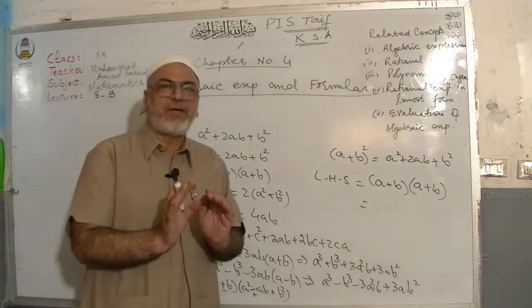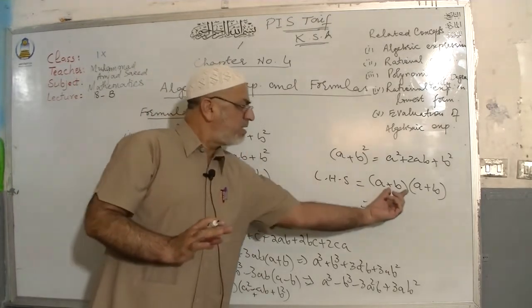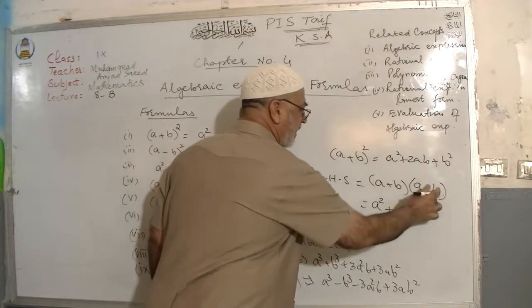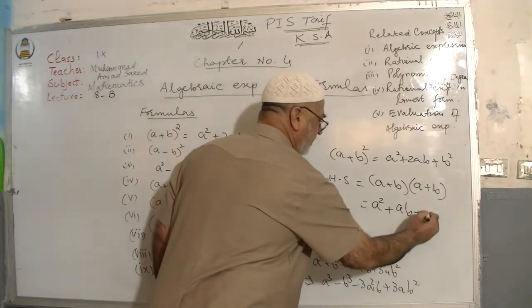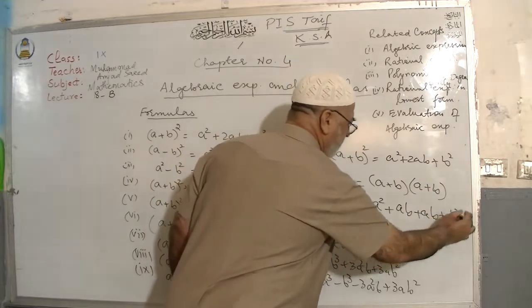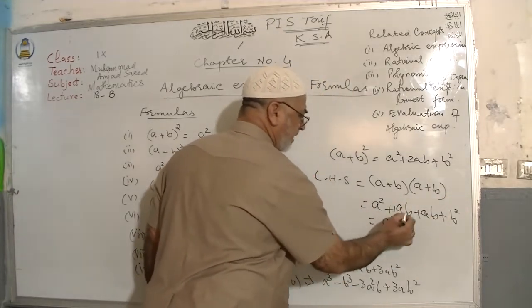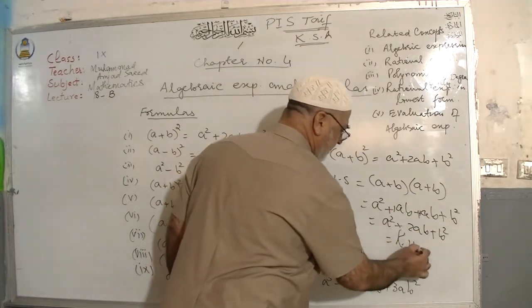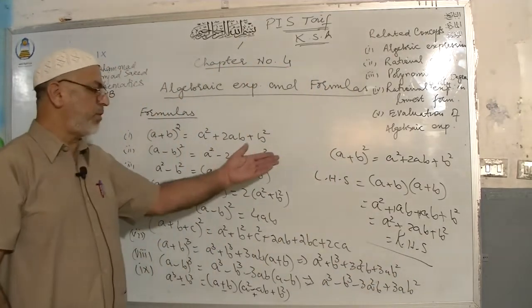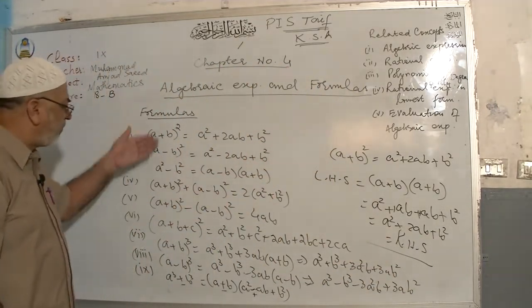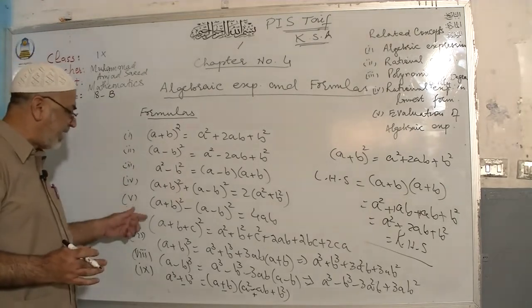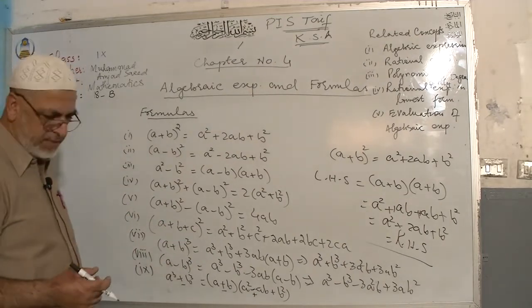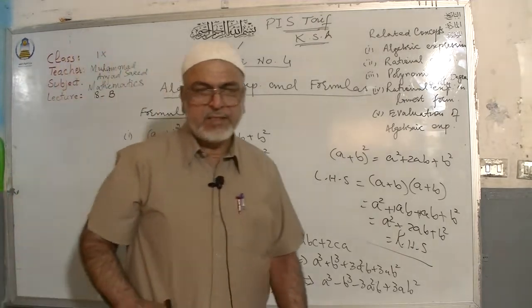And if you don't remember the formula, don't worry. Take such brackets and multiply them. Here is first into first, a square, and ab plus b into a, that is ab, that is the same thing. And b into b, b square. A square plus 1ab plus 1ab means 2ab. And this is plus b square, that is your right hand side. My dear students, you can prove even all formulas by taking your left hand side and simplifying them, and in this way you multiply them and get the answer. I hope that you got the answer.